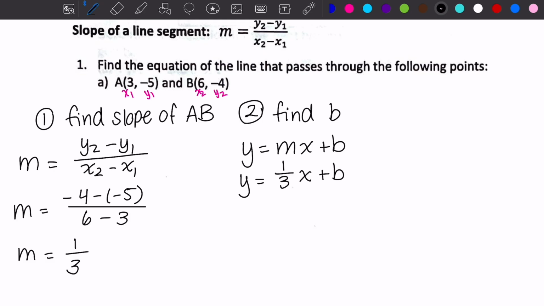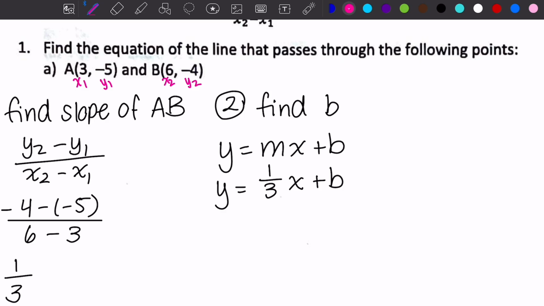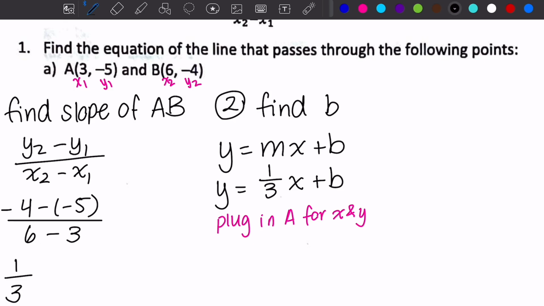So I have to think, okay, what information did this question tell me? It gave me 2 coordinate points, right? I could use either of those coordinate points to sub in for x and y to solve for b. Remember this way back in unit 1? No? So, for example, let's pick A, the first one. I'm going to plug in A for x and y. My y coordinate is negative 5, so negative 5 equals 1 over 3 times my x coordinate, which for A is 3, plus b.